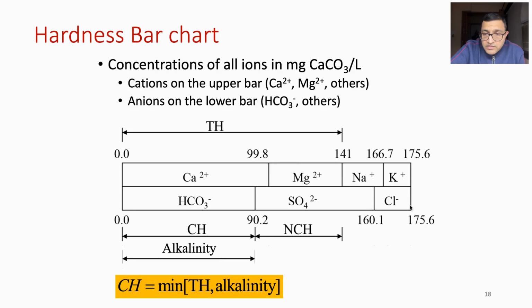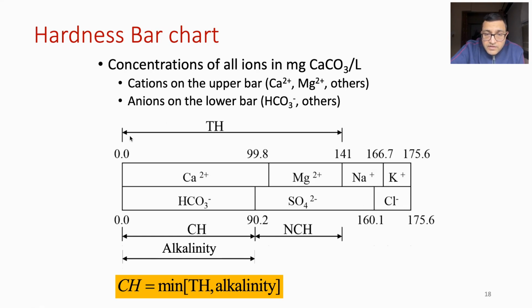And usually, because any water is neutral, the cations and anions should be equal. But sometimes there's a slight difference because we are not able to measure all the different components in the water. That doesn't mean that the water is charged or not neutral. It just means that we did not include some of the minor ions in the measurements.